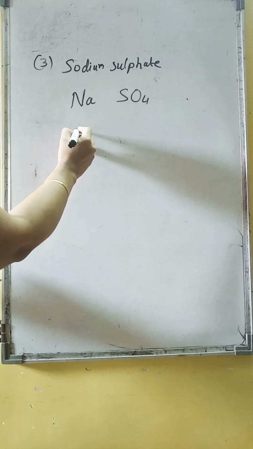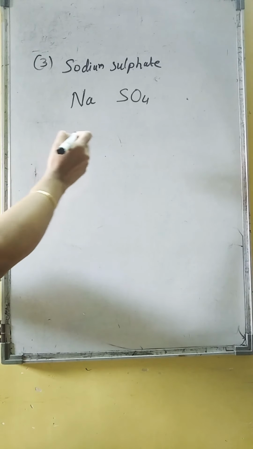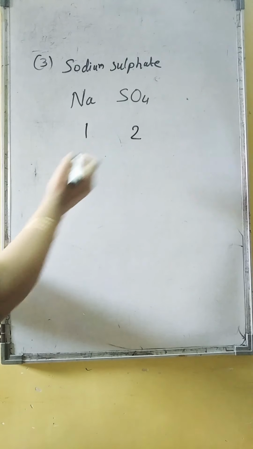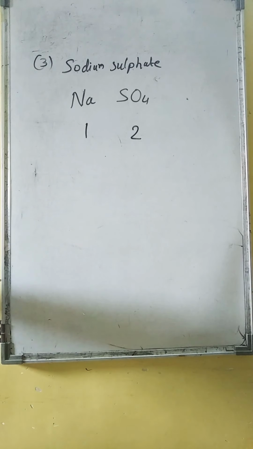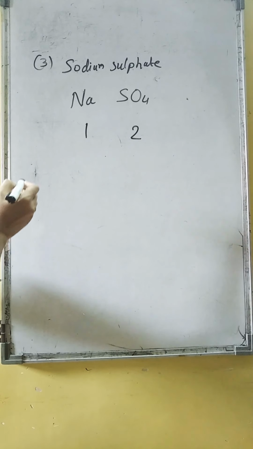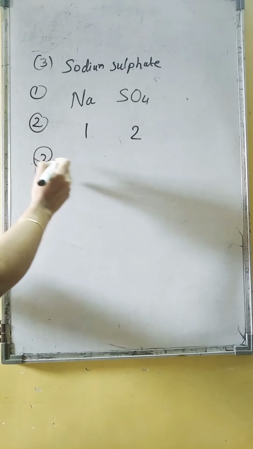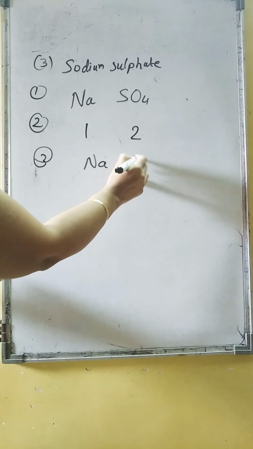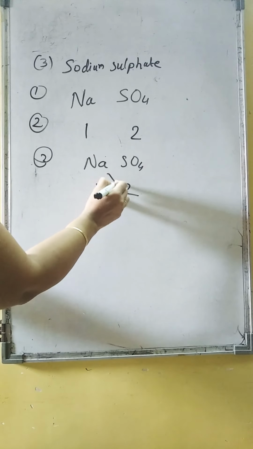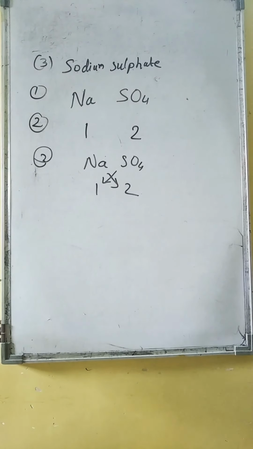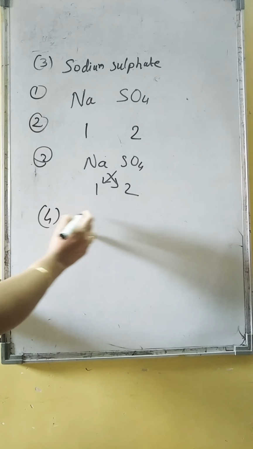Below that you are going to write down the valency. So valency of sodium is 1, and of this sulfate group it is 2. So this is the first step. This is the second step. Third step, what you are going to do? You are going to do the cross multiplication. So write this way. And the fourth step, you are going to write down the final formula.